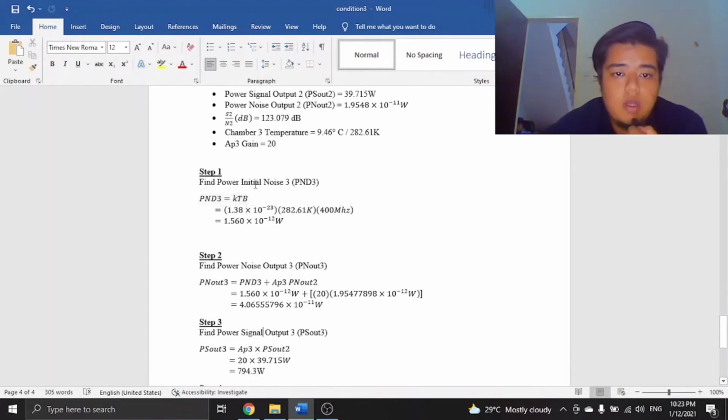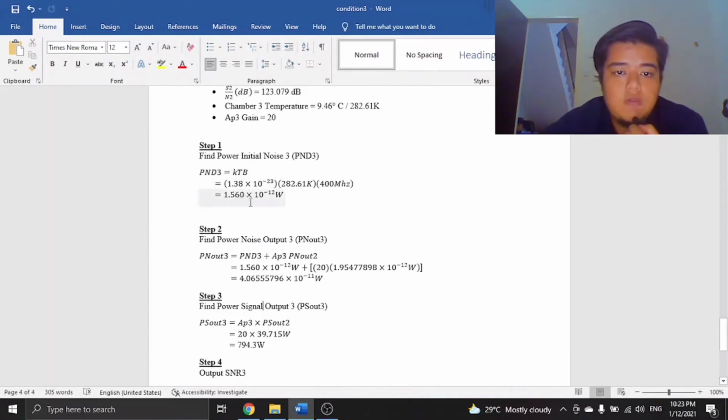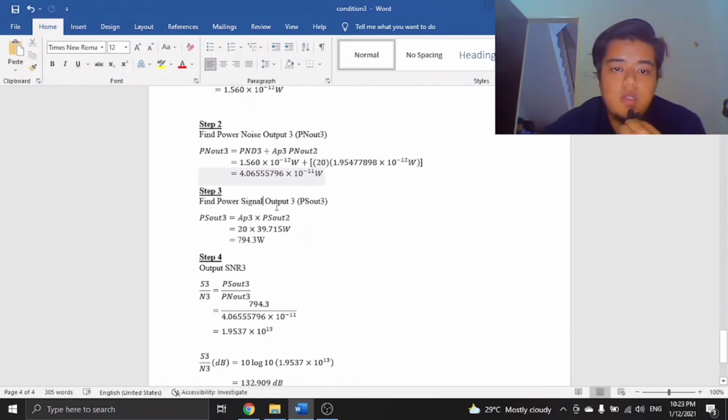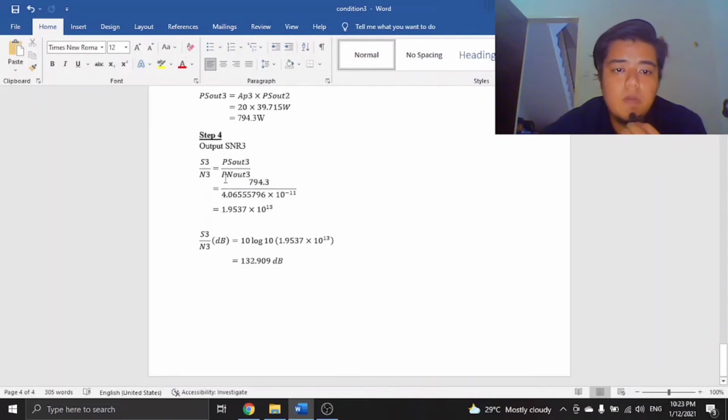After that, the last one, which is amplifier 3, is doing the same steps as amplifier 2. We find the initial noise value is 1.560 exponential negative 12. The power noise out is 4.065555796 exponential 11, and the power signal output is 794.3 watt. And the output SNR 3 is 1.9537 exponential 13, and the dB value is 123.0909 dB. So that's all for question 1.